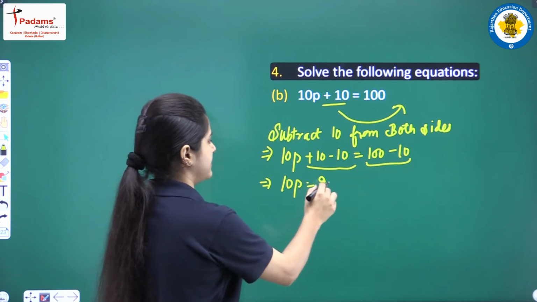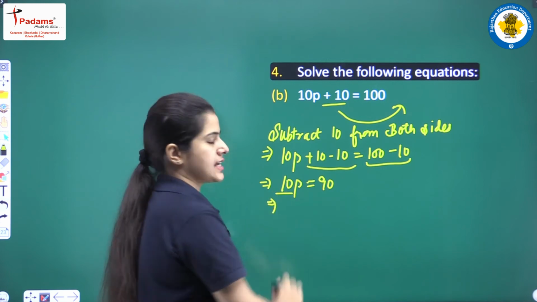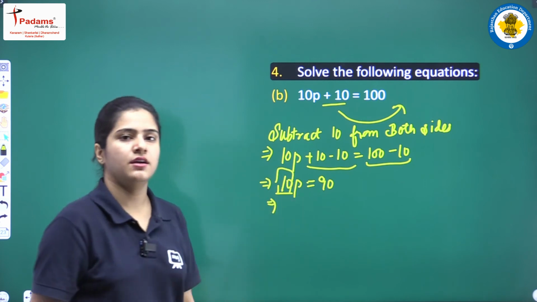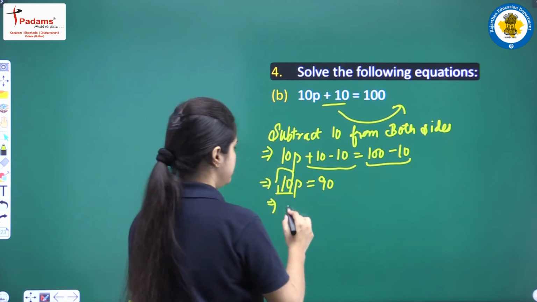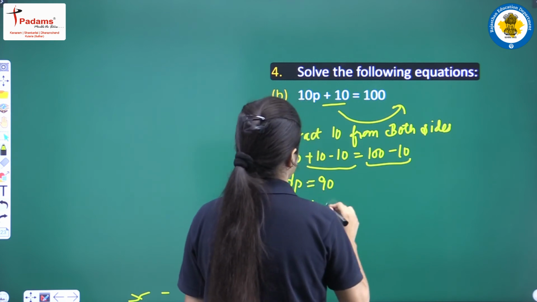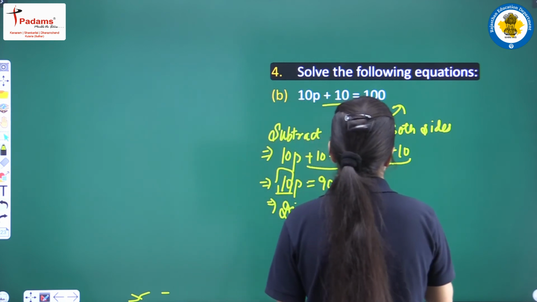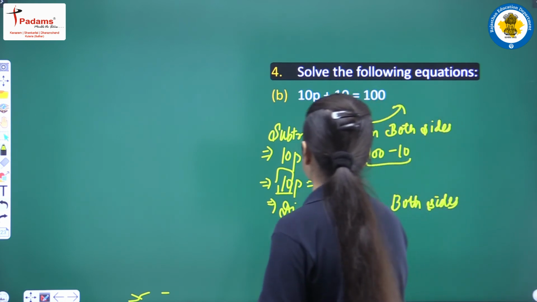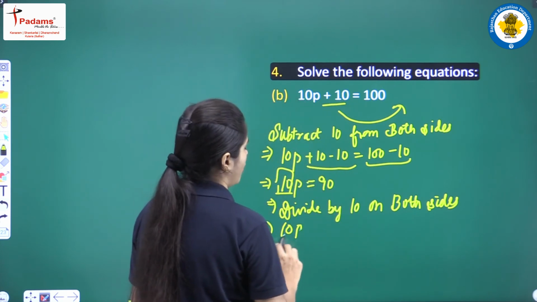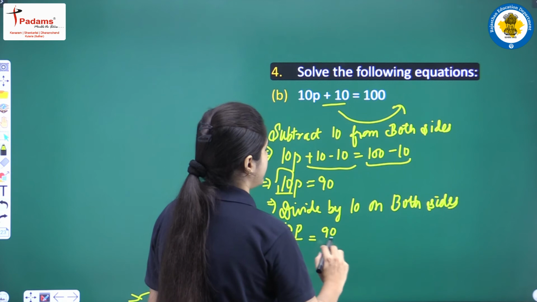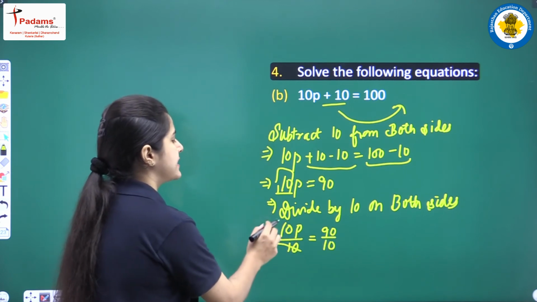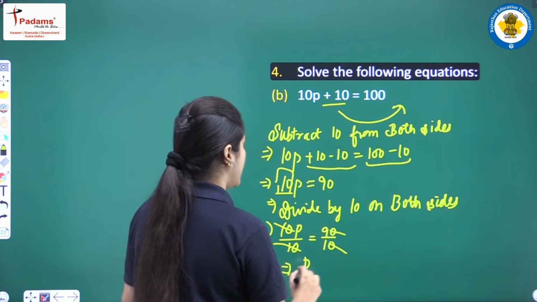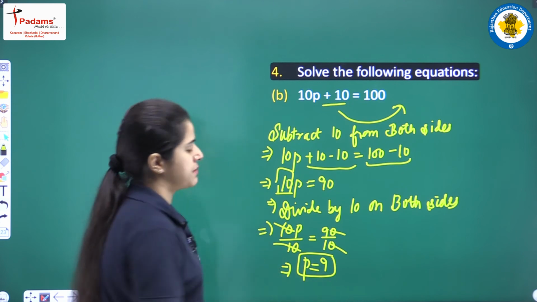This 10 is in the multiplication with the variable. So to eliminate this 10, what do we do? We'll divide by 10 on both sides. p upon 10 is equals to 90 upon 10. Okay. 10 will be cancelled out from this 10 students. 0 will be cancelled out from this 0. Then this p is equals to 9. Okay students, p is equals to 9.